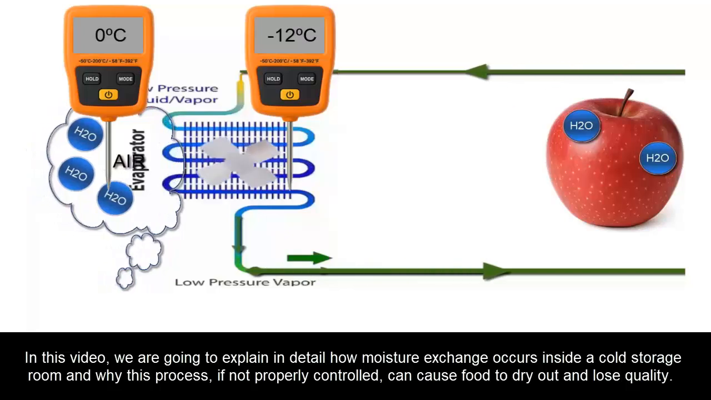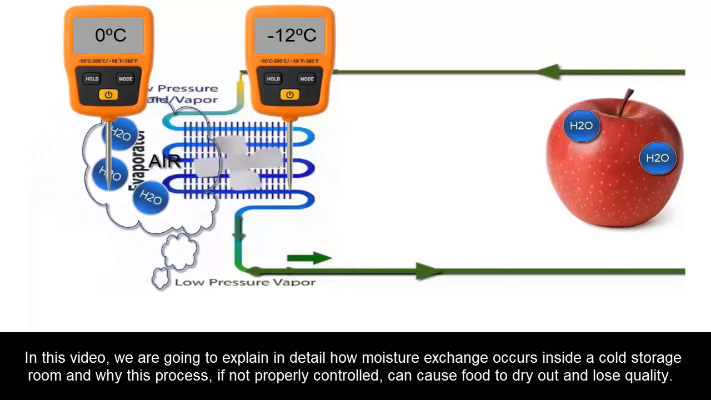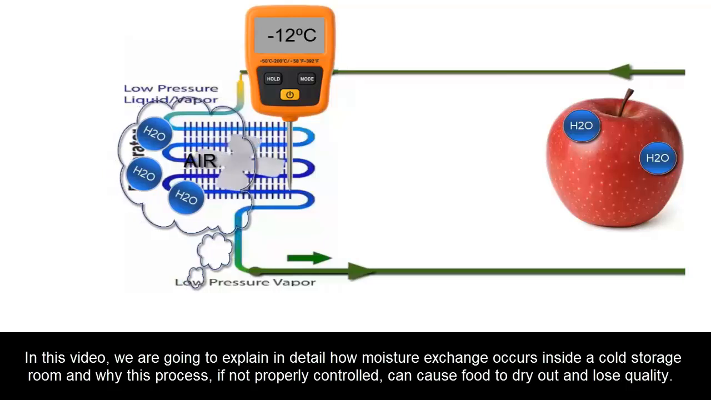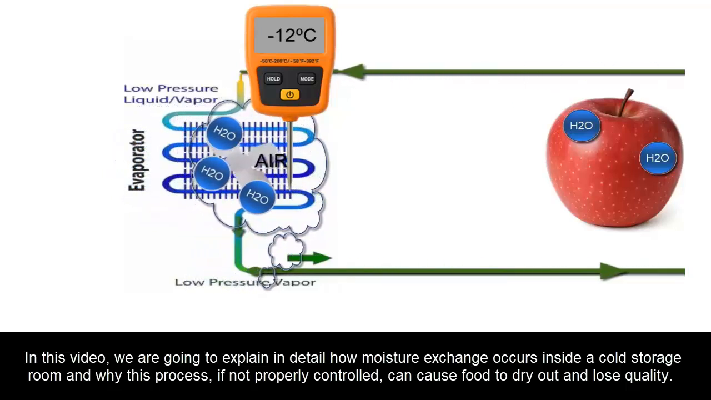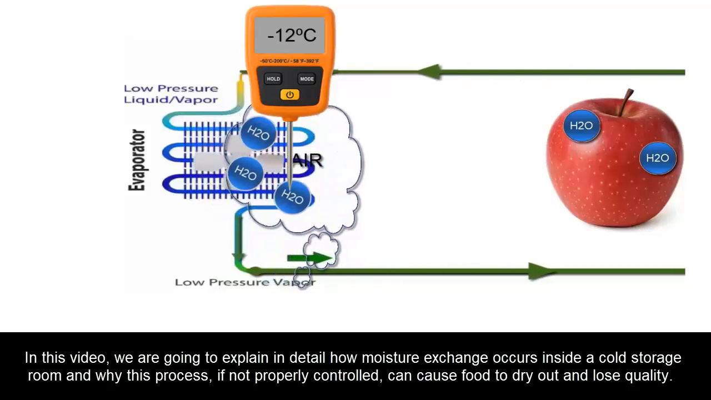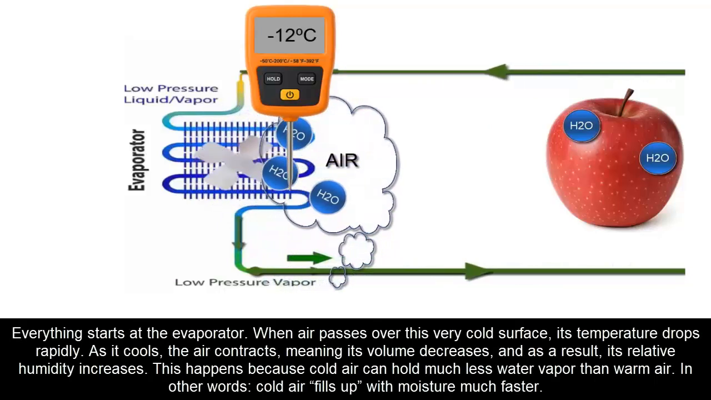In this video, we are going to explain in detail how moisture exchange occurs inside a cold storage room and why this process, if not properly controlled, can cause food to dry out and lose quality. Everything starts at the evaporator.